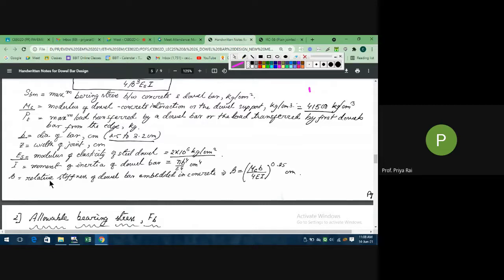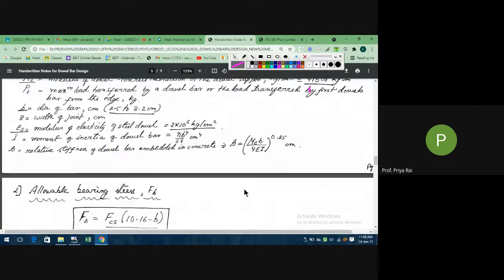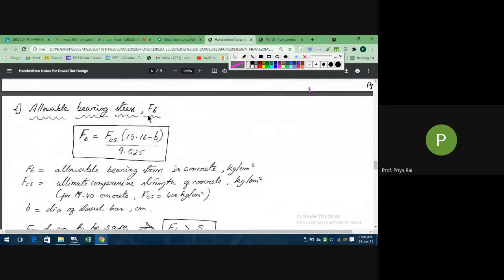Now beta is what? It is the relative stiffness of the dowel bar embedded in the concrete, and this is the formula for calculating beta. So for beta we need K, B, E, I. So basically these are the three equations which you must know for calculating maximum bearing stress. Now comes the second factor, that is your allowable bearing stress.